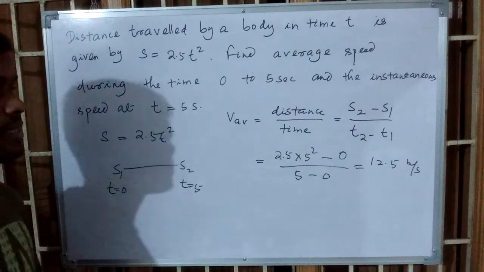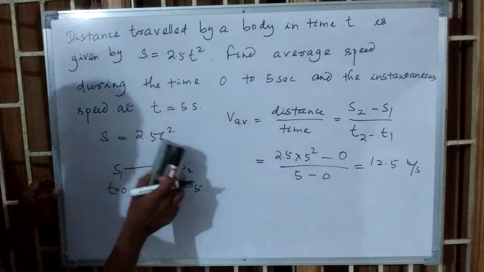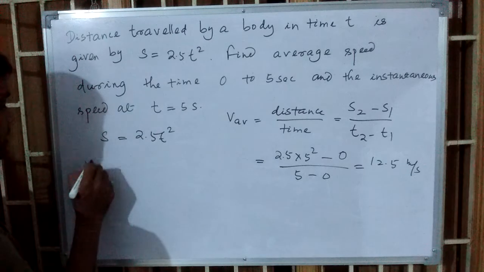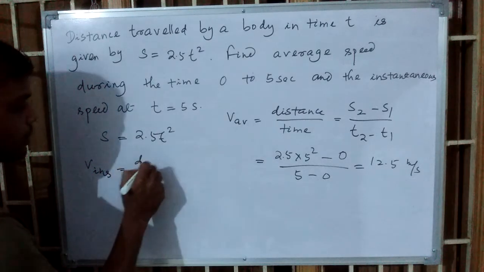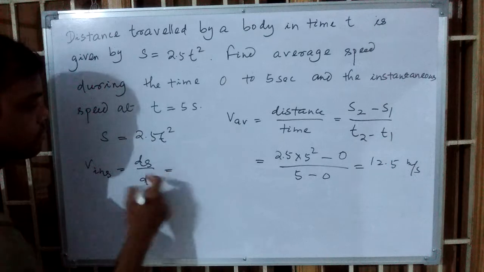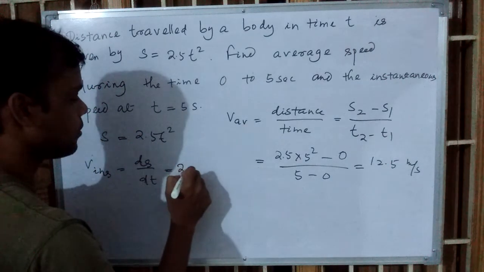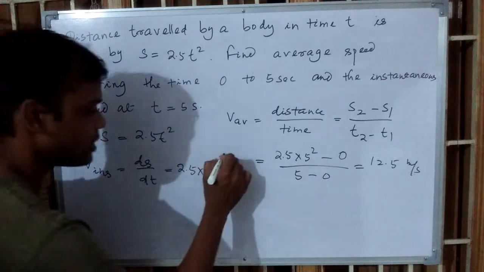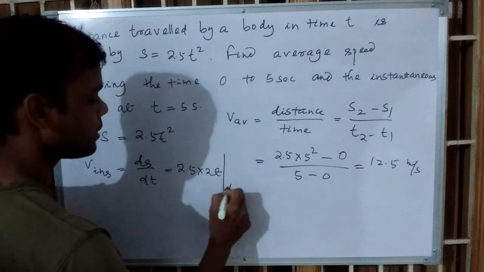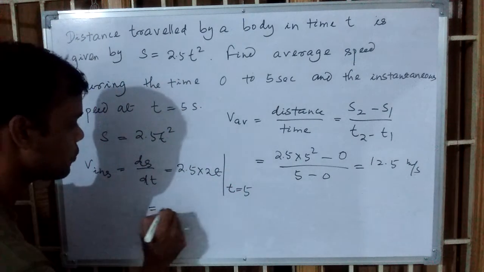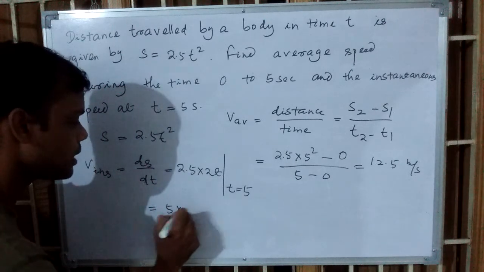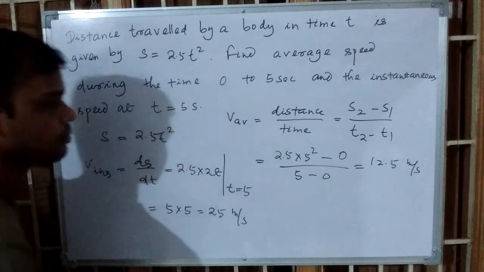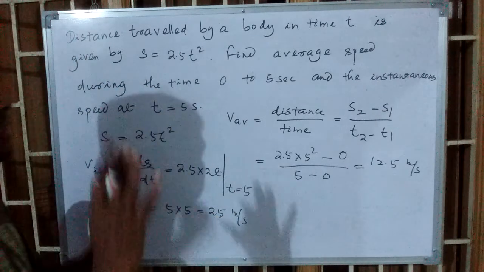Then what is instantaneous speed at 5? So what is the instantaneous speed formula? Instantaneous speed formula is ds by dt. ds by dt is nothing but 2.5 into 2 into t. We have to determine it at t is equal to 5. So this will be equal to 2.5 into 2 is 5, into 5. This is equal to 25 meter per second. Now this is the difference.